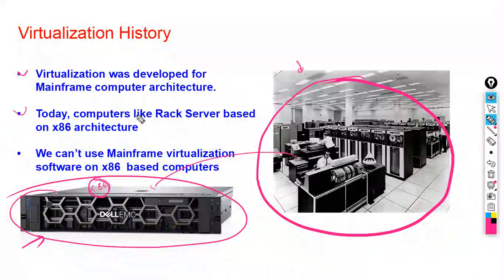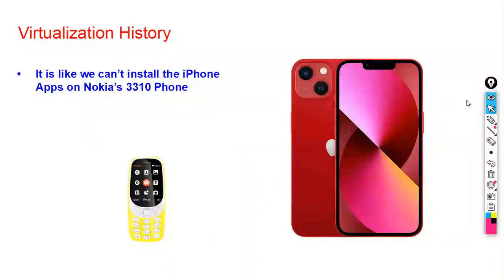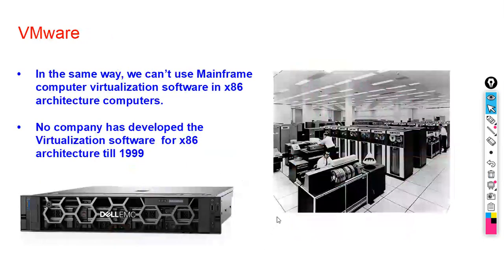This was the reason. Today's computers like rack servers are based on x86 architecture, and we cannot use the mainframe virtualization software on x86 based computers. It was developed only for the mainframe computers, so we were unable to use the virtualization technology for x86 architecture. It is like we cannot install iPhone applications on Nokia's 3310. The same way we cannot use the mainframe virtualization technology on the x86 architecture.